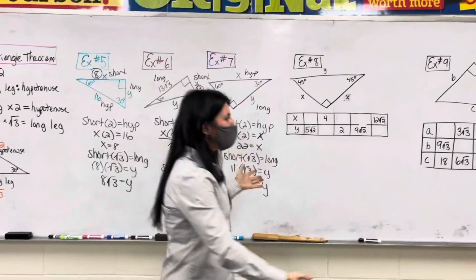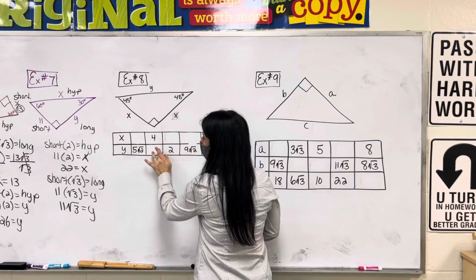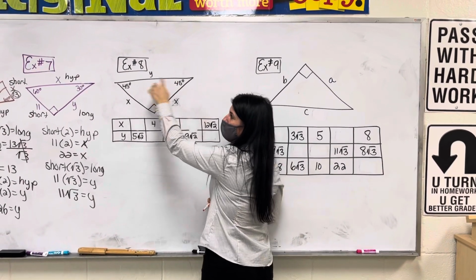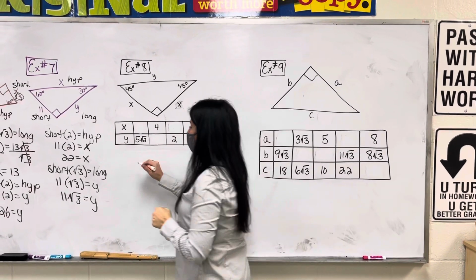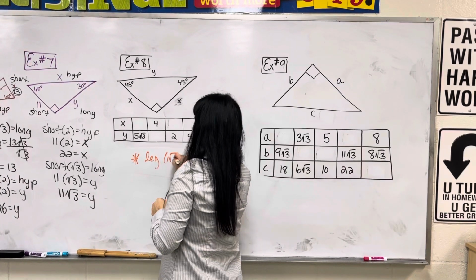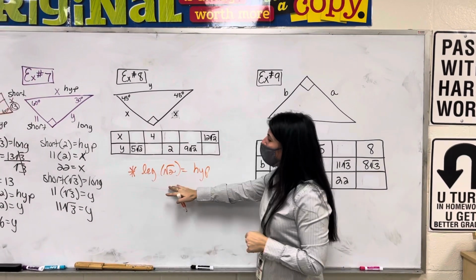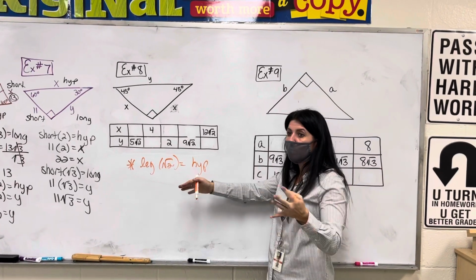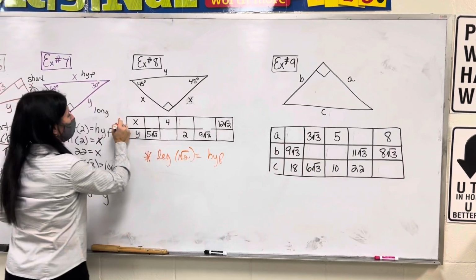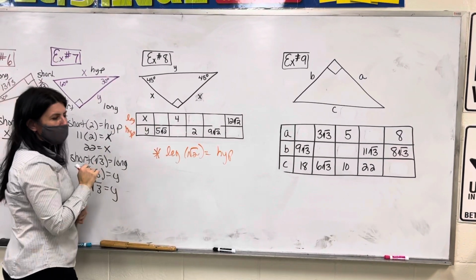Okay, these two tables are using the rules that we just talked about. So first of all, I can look at this and see that it's a 45, 45, 90. So I know I'm allowed to use this rule. Leg times the square root of 2 equals the hypotenuse. X is my leg. Y is my hypotenuse. I can see that by my picture.